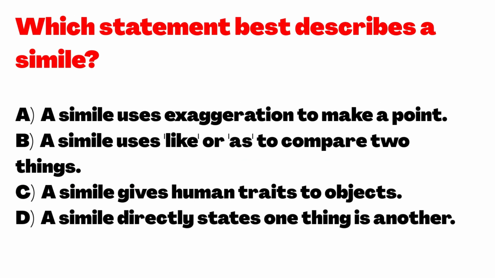Which statement best describes a simile? A simile uses exaggeration to make a point. A simile uses like or as to compare two things. A simile gives human traits to objects. A simile directly states one thing as another. The correct response is a simile uses like or as to compare two things.